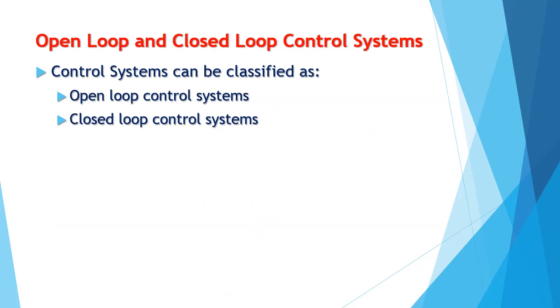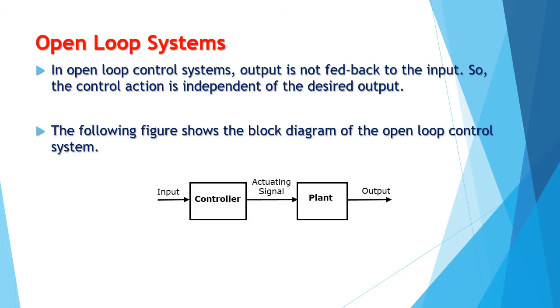Control system can also be classified as either open-loop control systems or closed-loop control systems. This is based on their feedback path. Let's take a look at this in more detail. Open-loop systems. In open-loop control systems, the output is not fed back to the input, so the control action is independent of the desired output.